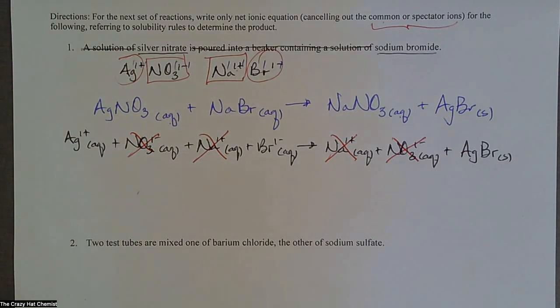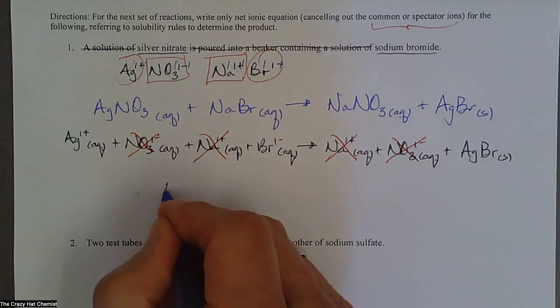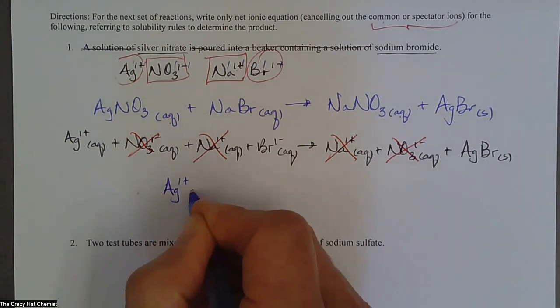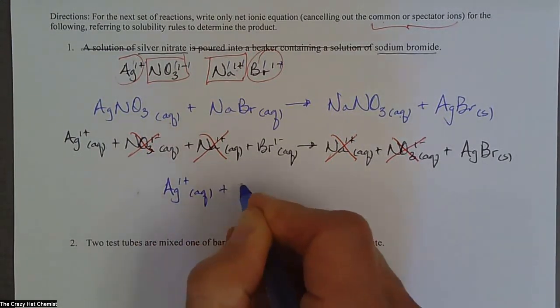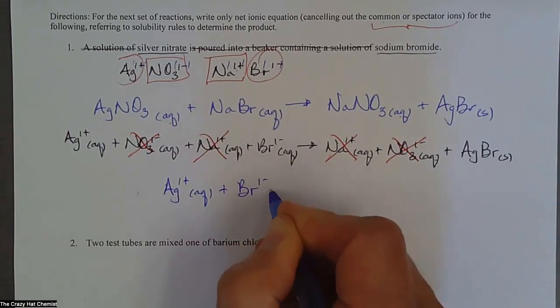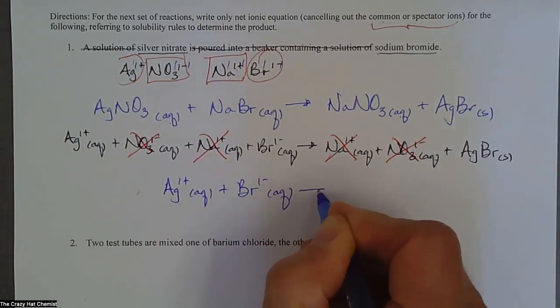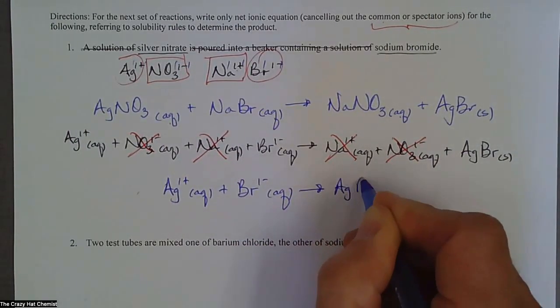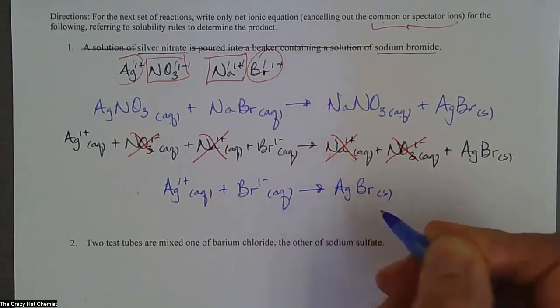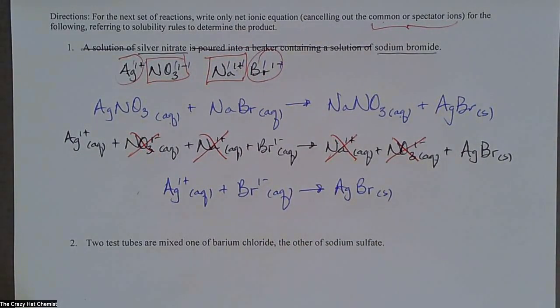And then we're going to drop down everything that we didn't cancel out, and that will be our net ionic equation. So that will be Ag1+ aqueous plus Br 1- aqueous yields AgBr solid, just like that. Okay, fantastic.